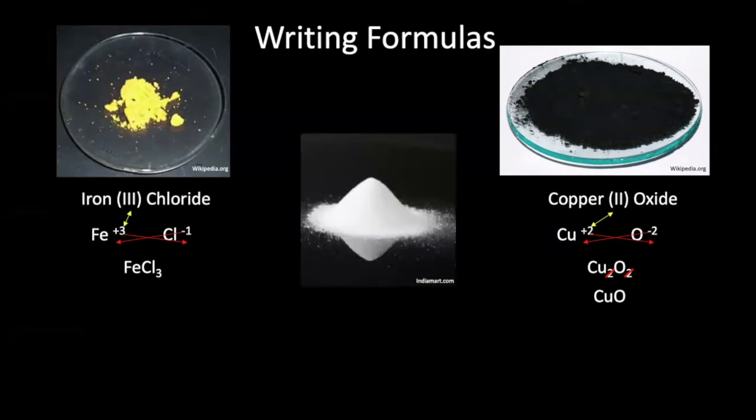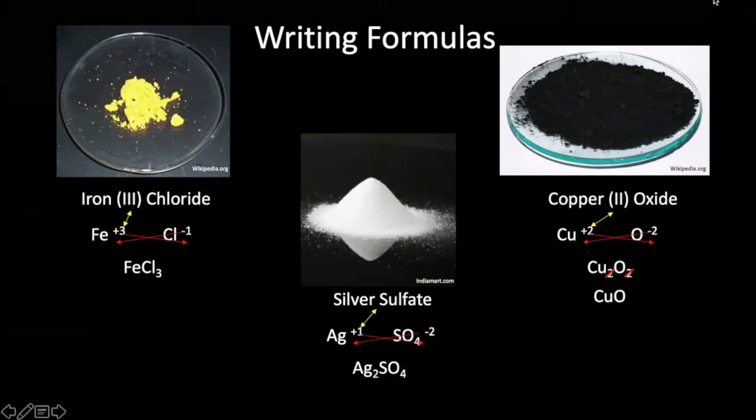And finally, we have the compound silver sulfate. Remember, silver is always in the form of a +1 ion, so there will be no Roman numeral next to the silver name. If we look up sulfate on our ion list, we find that it is SO4 -2. When we crisscross, we get the formula Ag2SO4.